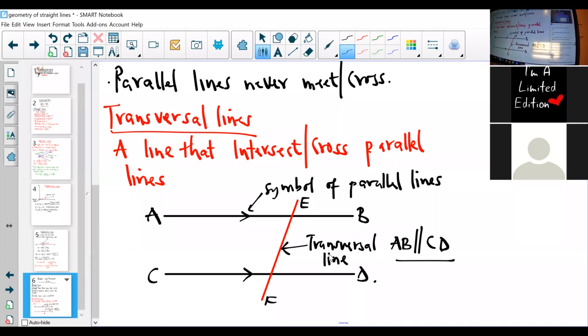Look at the definition. It's a line that intersects or crosses parallel lines. In fact, let's put a word, let's put 2 here, that cross 2 parallel lines. A line that intersects or crosses 2 parallel lines. So the lines must first be parallel, and then I have a line that crosses them. And that line is called a transversal line.